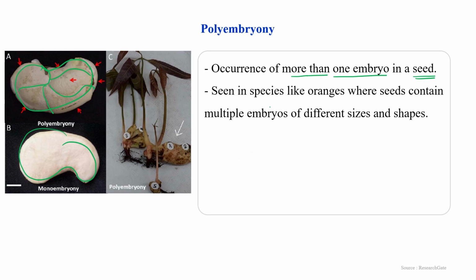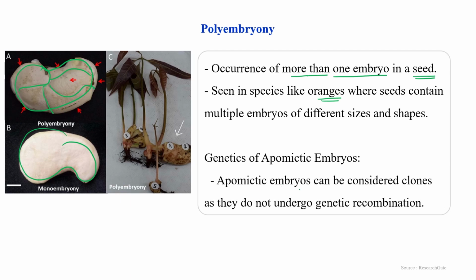Okay, so we can see this polyembryony in some species like oranges, where seeds contain multiple embryos of different sizes and shapes. Now, what is the genetics of an apomictic embryo? Apomictic embryos can be considered clones, as they do not undergo genetic recombination.